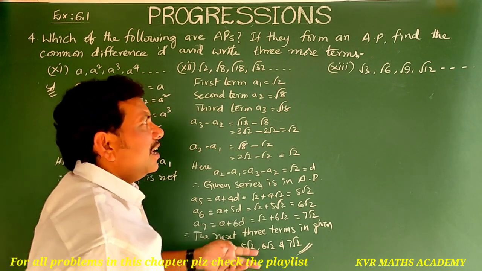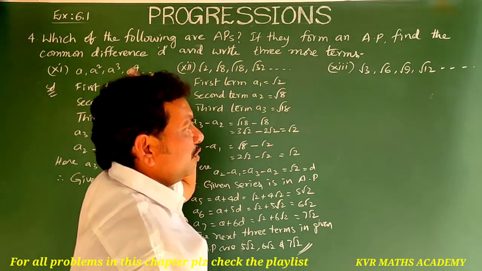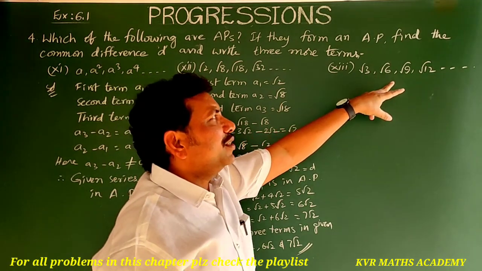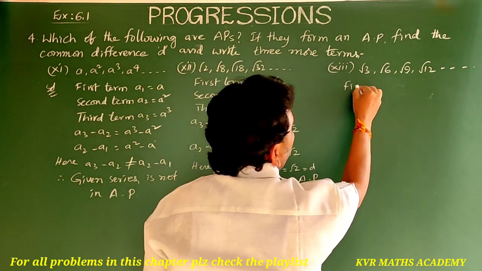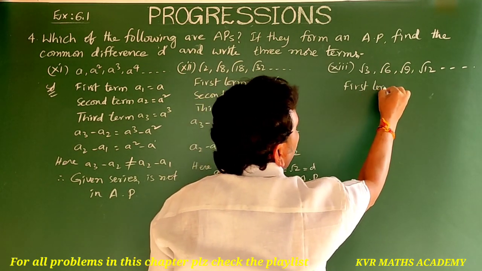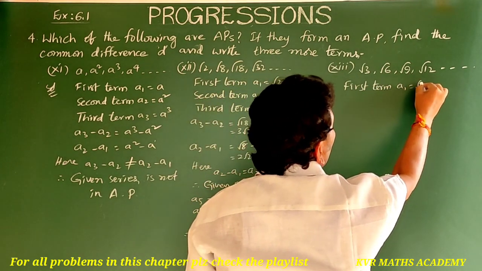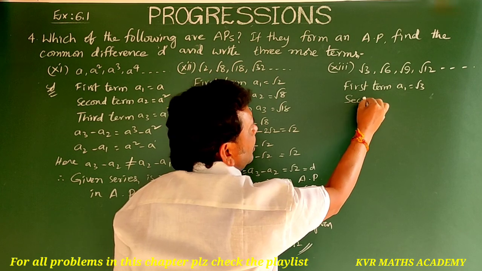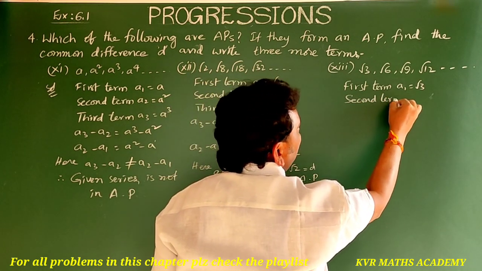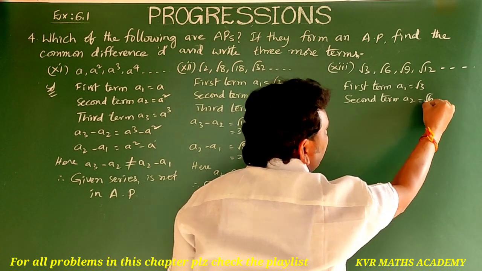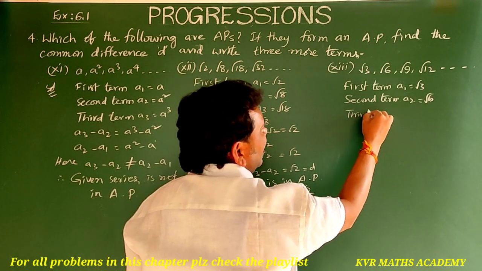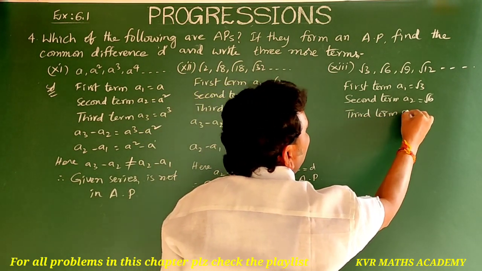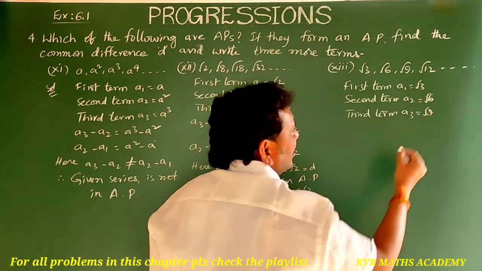Understood clearly? Yes, coming to the final one in the fourth question. Yes, root 3, root 6, root 9, root 12 and so on. Yes, first term a1 is equal to root 3. Next, second term a2 is equal to root 6. Isn't it? Next, third term a3 is equal to root 9.